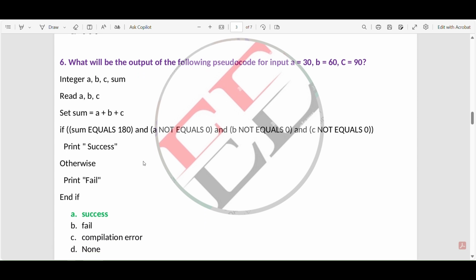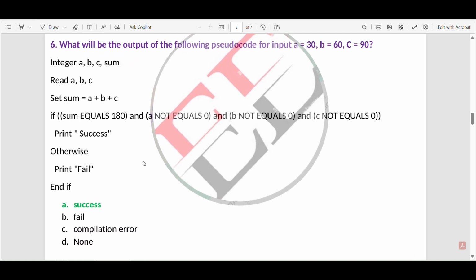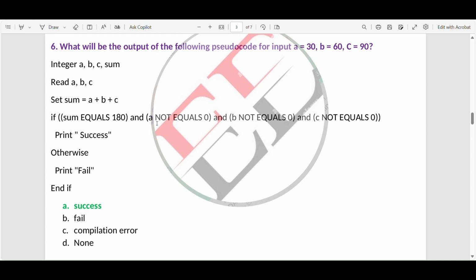So let's go to the next question, which is what will be the output of the following pseudocode for input A equals to 30, B equals to 60, and C is 90. So we need to see here the options are given in the question itself. So the question is also important. Yes. Here we are declaring four variables which are A, B, C, and sum.